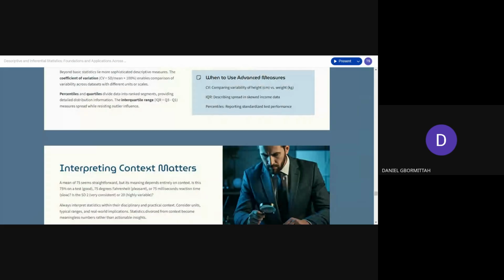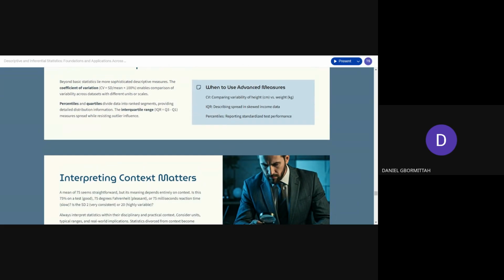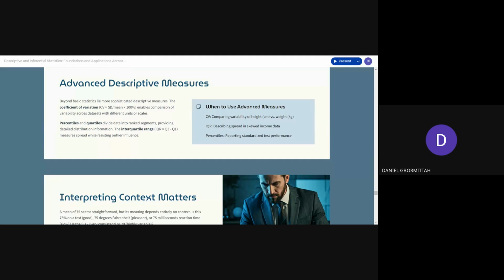Then we come to the percentile. So descriptive measures, we have the coefficient of variation. You can find the coefficient of variation.